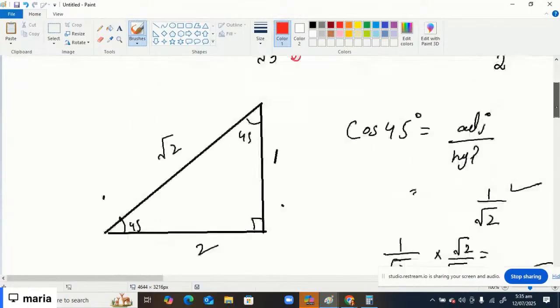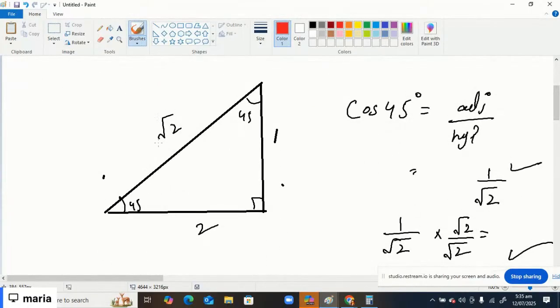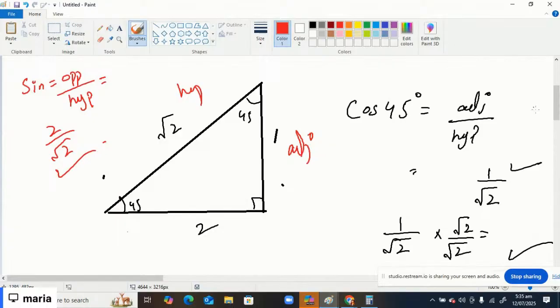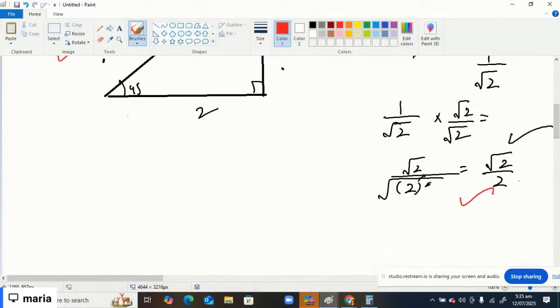Okay, now for the 45, it is the same thing, because look at this, sine is opposite over hypotenuse. As we can see, this is your adjacent, this is your hypotenuse, and that is your opposite. So that becomes 2 over square root 2, and that equals square root 2 over 2.